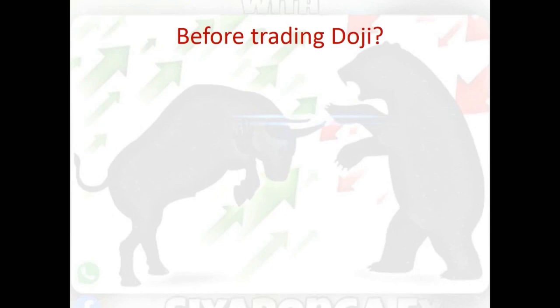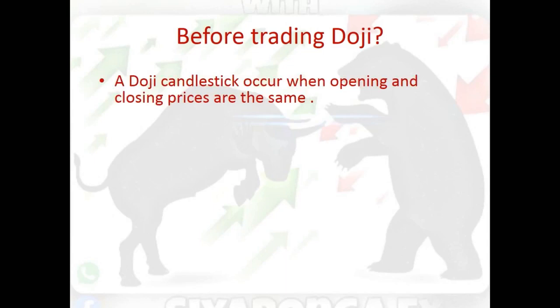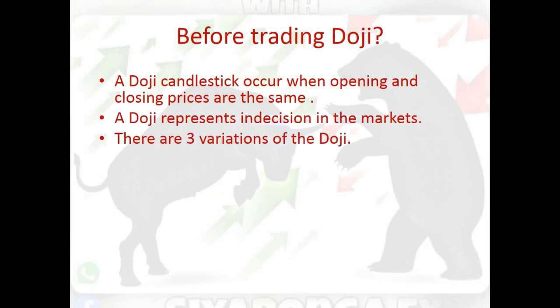Before trading a doji, which, remember, is my third favorite trading candlestick pattern, this time around I decided to start with what you must pay attention to before you trade a doji candlestick pattern. Afterwards I'll show you an example of a doji I used to trade. A doji candlestick pattern is when the opening and closing prices are the same. A doji represents indecision in the markets.